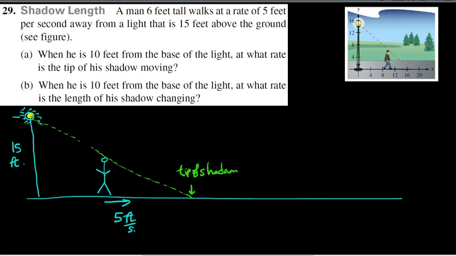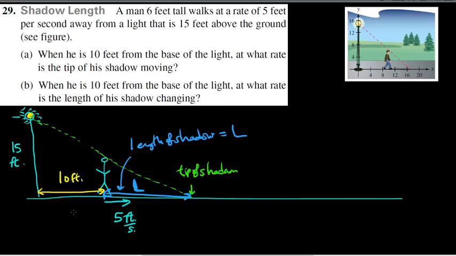And what about the length of the shadow? Well, from the guy to the tip of the shadow, this here is the length of the shadow. So why don't we just call that L for length? All right, so that'll be L. And we know how far the guy is from the base of the lamp. It's 10 feet, at that moment.